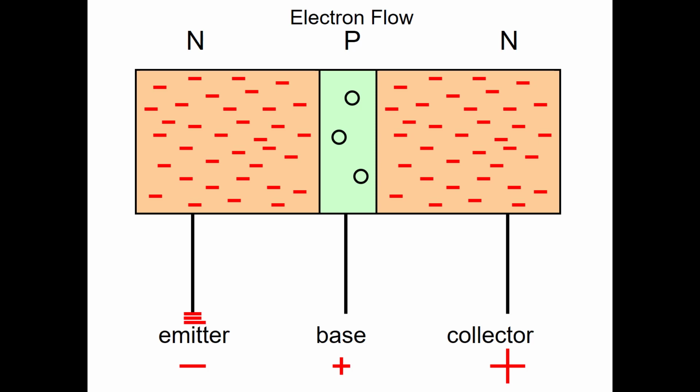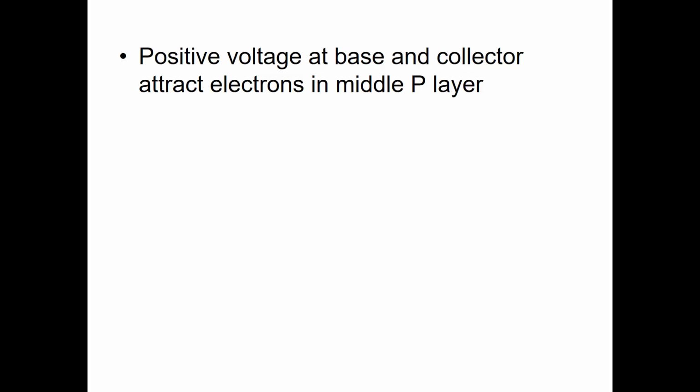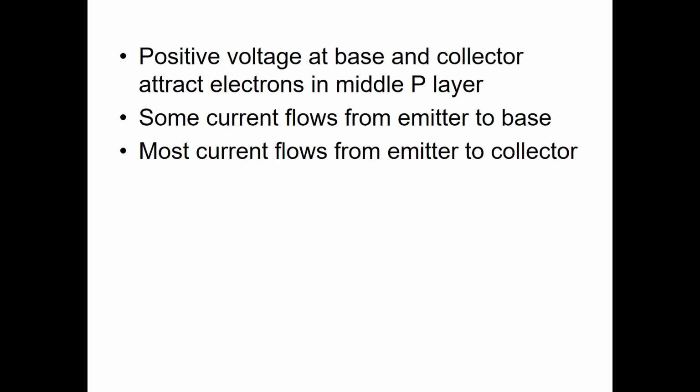Electrons are negatively charged, so we can think of them as coming in the emitter region. Moving into the base, they'll fill up some of the holes, but more electrons can travel through that base region, so the electrons have to travel through that first depletion zone into the base area, then they'll travel through the second depletion zone and out through the collector, and some of them will travel out through the base. So if we put a positive voltage at the base and the collector, it'll attract the electrons in the middle P layer. Some current's going to flow from the emitter to the base, but most of the current will flow from the emitter to the collector.